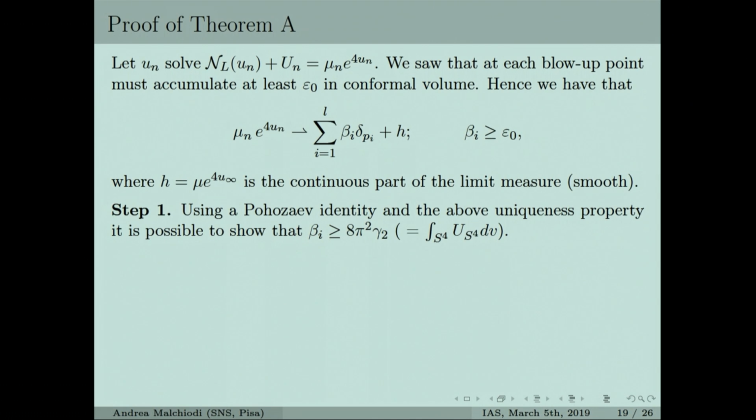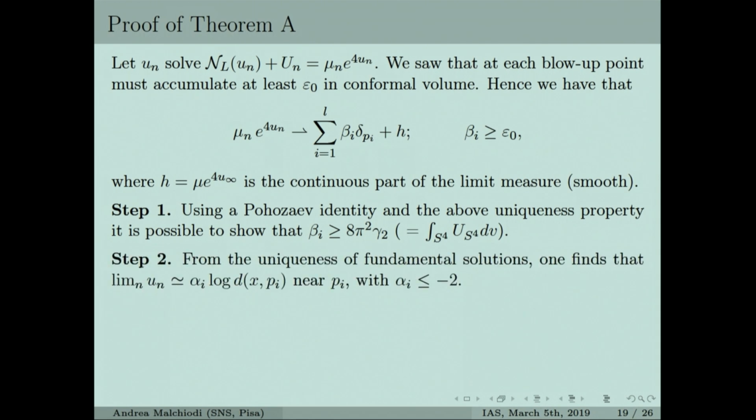Okay, as a first step, you use a Pohozaev identity to show that in fact these weights beta_i must be no less than 8 pi squared gamma 2, which is again the integral of the natural curvature on S4.